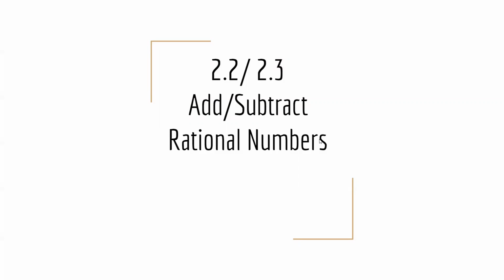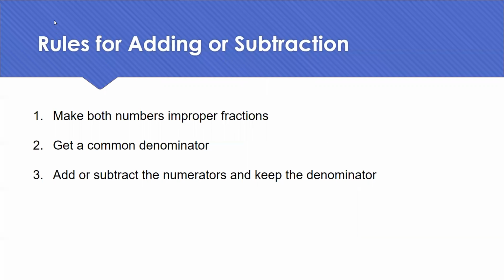If you think back to the definition that we had of rational numbers, we know that rational numbers are decimals and fractions. For today's lesson, we're going to be working primarily with fractions. Before we get started, we have to talk about the rules for adding or subtracting.